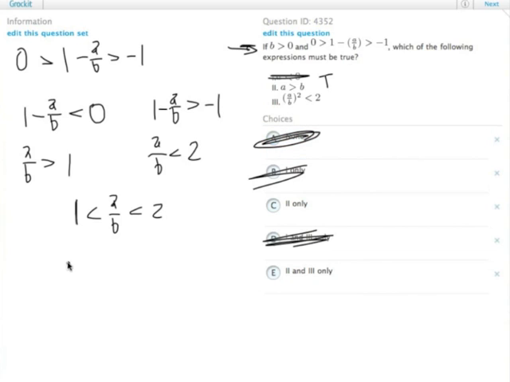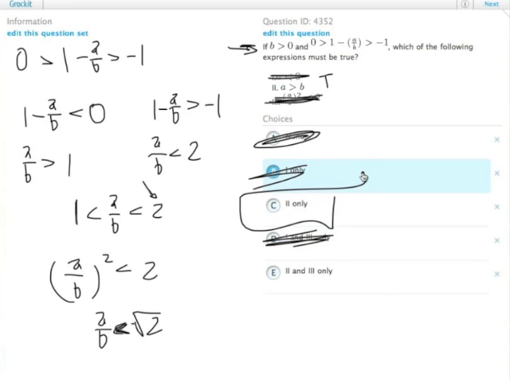Statement 3 says the quantity a over b squared is less than 2, which means that a over b is less than the square root of 2. And, you know, it's actually kind of hard to tell, because the square root of 2 is, of course, less than 2. All we really know is that a over b is less than 2. The square root of 2 is kind of right around midway between 1 and 2. And we just don't have enough information to say that this must be true. It might be less than the square root of 2, but it might be more and be closer to the 2 side of things. So statement 3 is not a must be true, it's a could be true. Only statement 2 must be true.